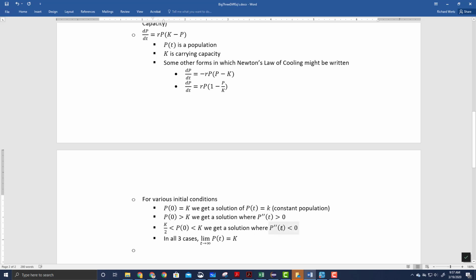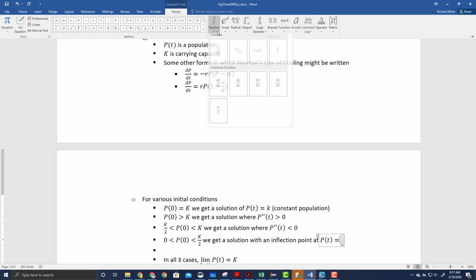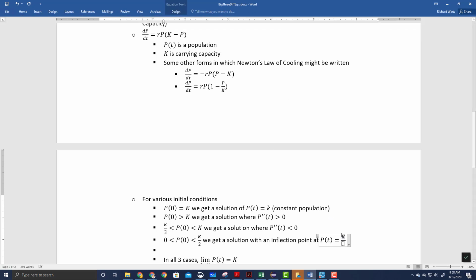And then we have this scenario too, where if our initial population, like in the case of 50 deer, is somewhere between 0 and half the carrying capacity, we get a solution with an inflection point at P of t equals half the carrying capacity. Okay, and there's a reason why that is.